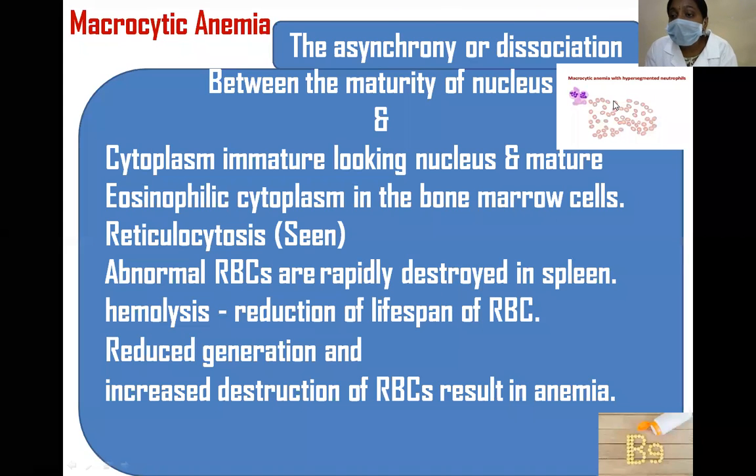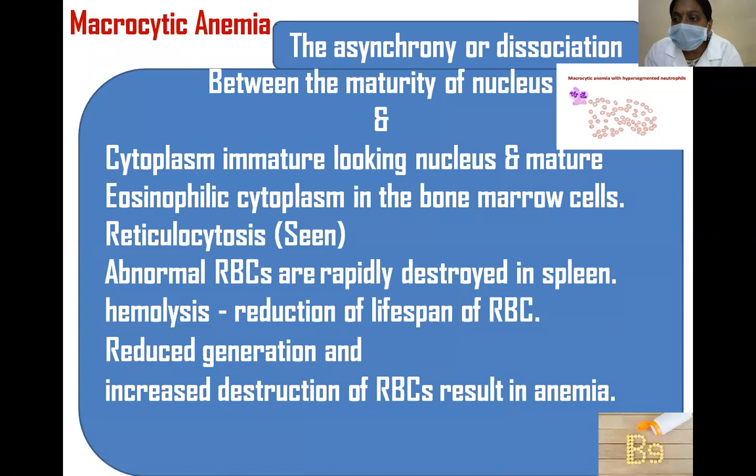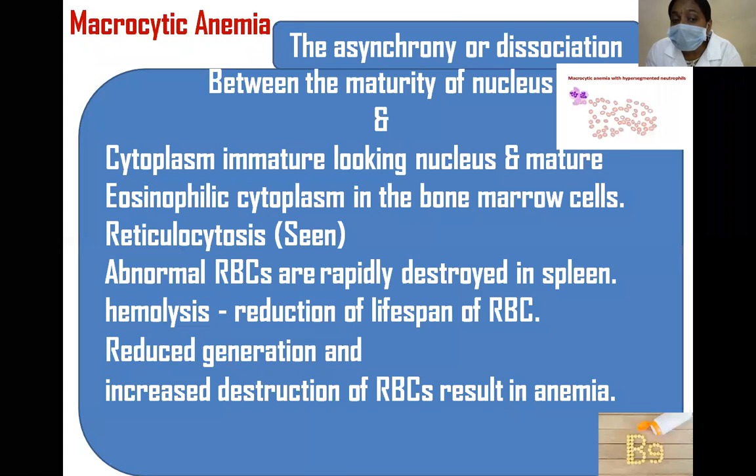Macrocytic anemia with hypersegmented neutrophils, mainly asynchrony or dissociation between the maturity of the nucleus and the cytoplasm. The cytoplasm shows an immature nucleus and eosinophilic cytoplasm in the bone marrow cells. And reticulocytosis is also seen here.